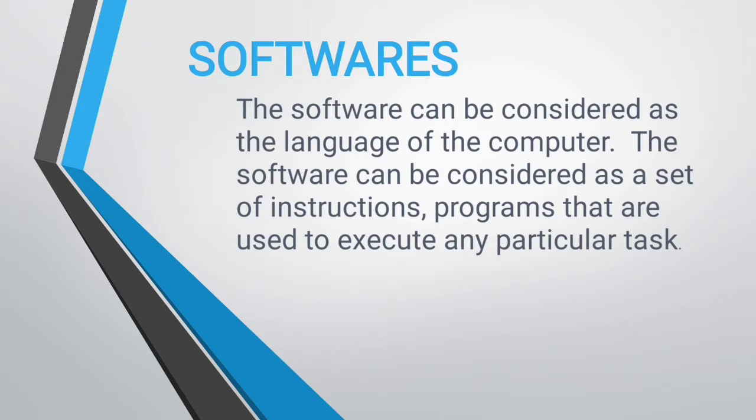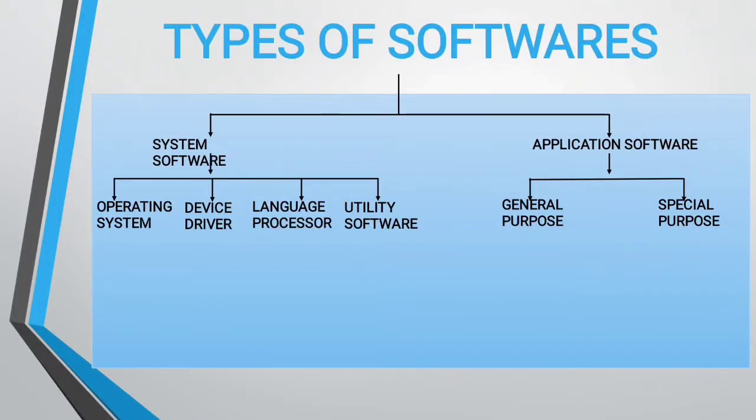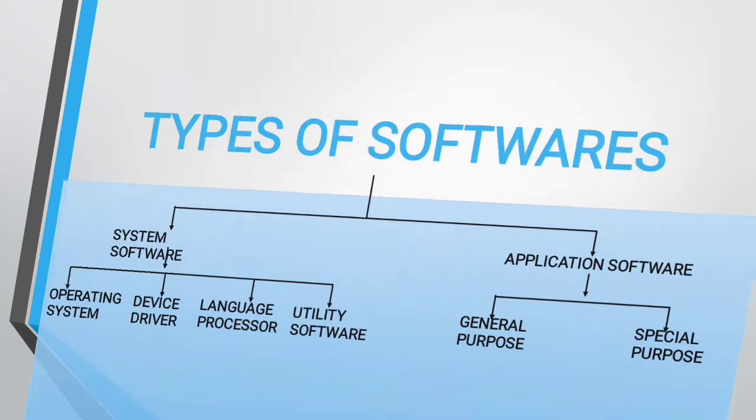Next topic is types of software. So, software can be broadly divided into two categories: system software and application software. In this slide, you are seeing that there are four types of system software available. So, we'll start with operating system.